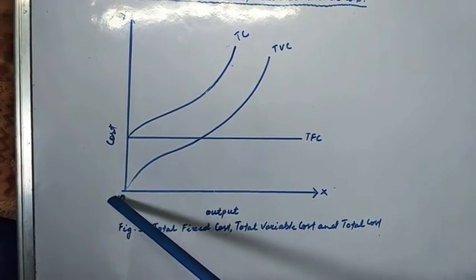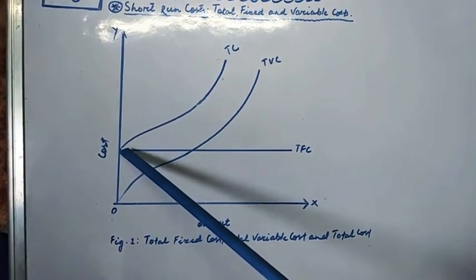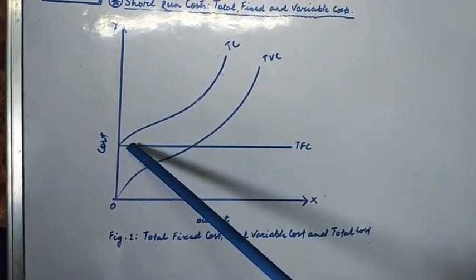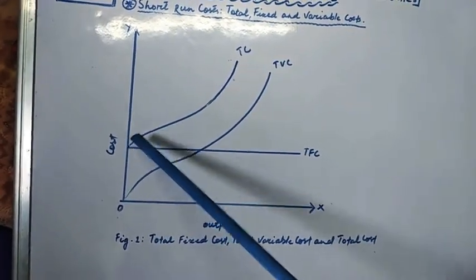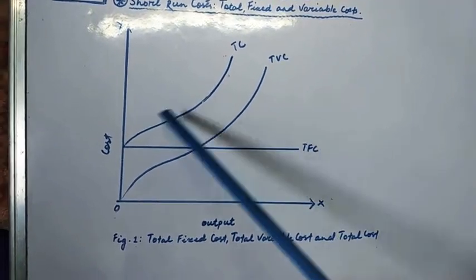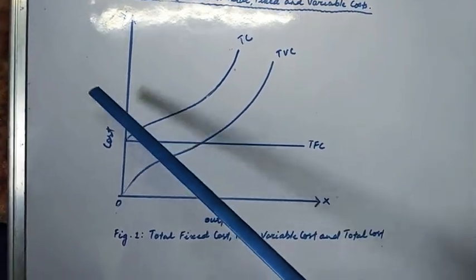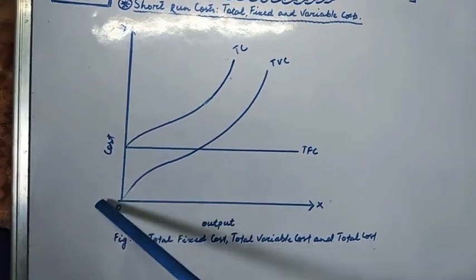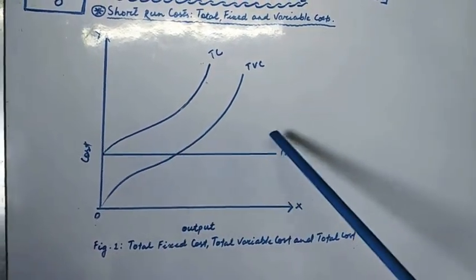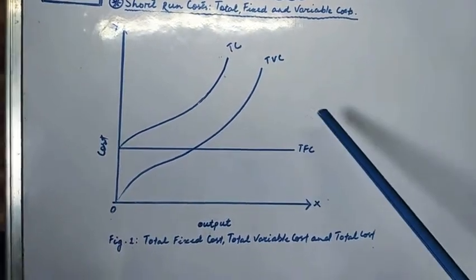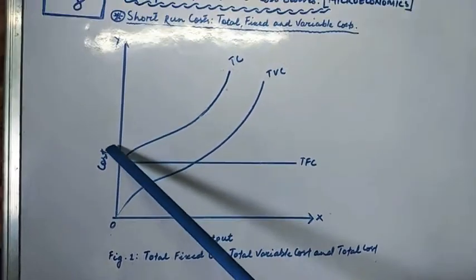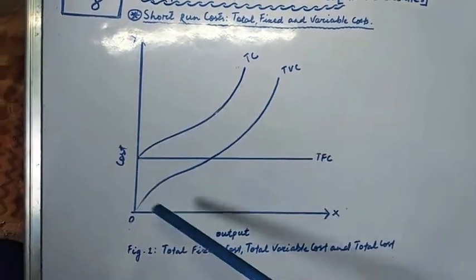So output is 0 here at this point. Total fixed cost starting at the y-axis means that even if output is 0, this total fixed cost has to be incurred regardless of the level of output. Even when the output is 0, you have to pay this total fixed cost. That is the meaning of total fixed cost starting from the y-axis. So this is the y-axis.